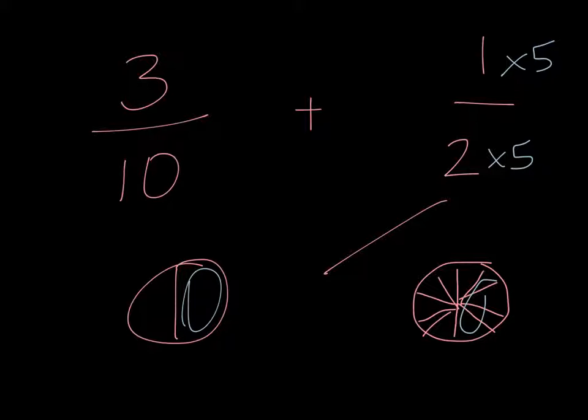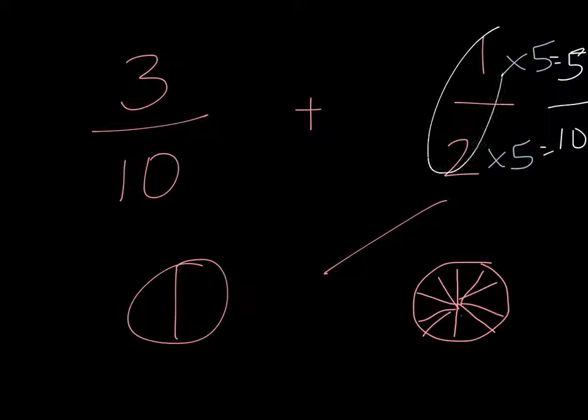I'm going to try to erase the bottom. We'll see if that works or not. I can only erase part of it. Bummer. If I take my white here, I could show that this is now 5/10, because 1 times 5 is 5 and 2 times 5 is 10. This fraction 1/2 is equivalent to 5/10.